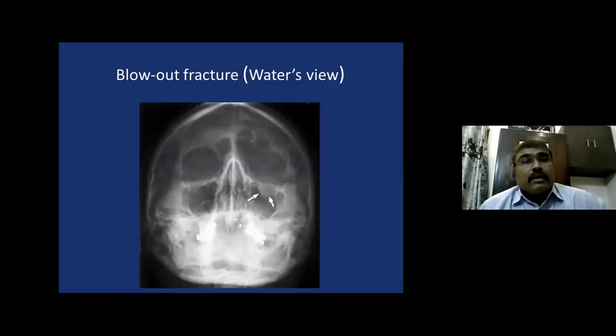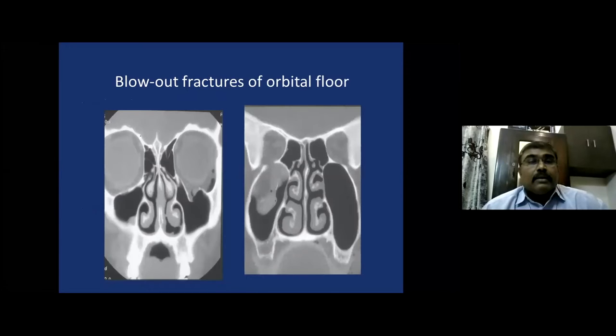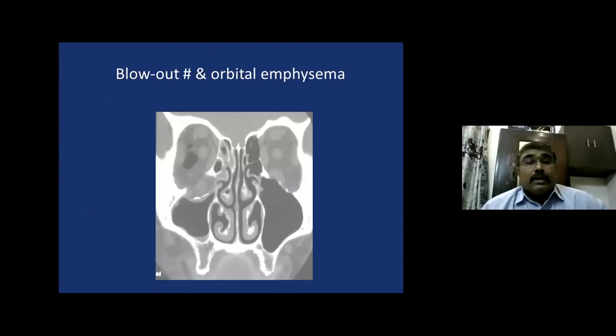It's a plain X-ray showing the orbital blowout fracture with the teardrop sign. CT scan coronal view showing the orbital blowout fracture of the floor with the herniation of contents into the maxillary sinus. Another blowout fracture showing the orbital emphysema.